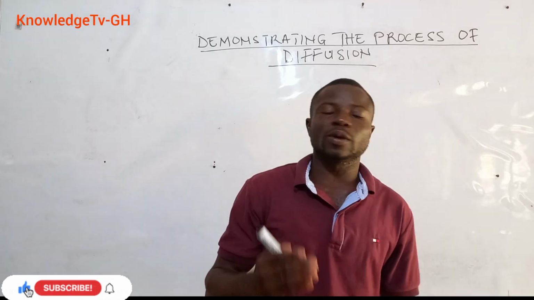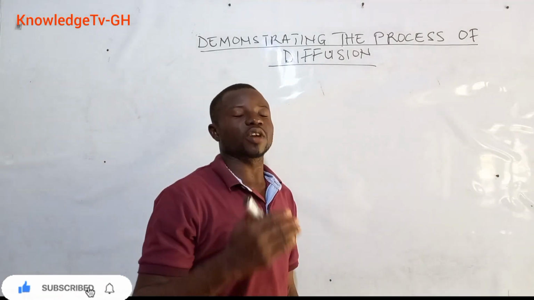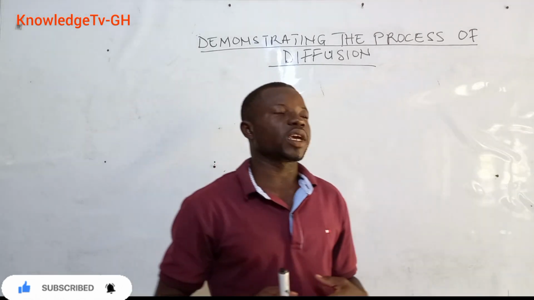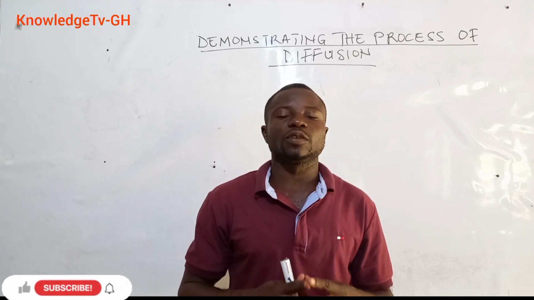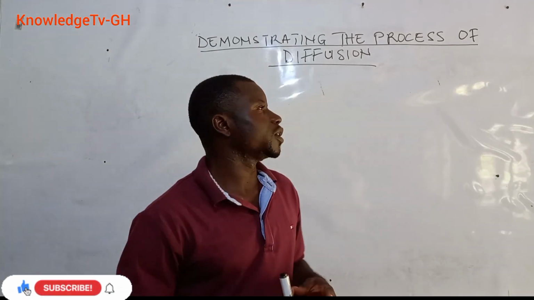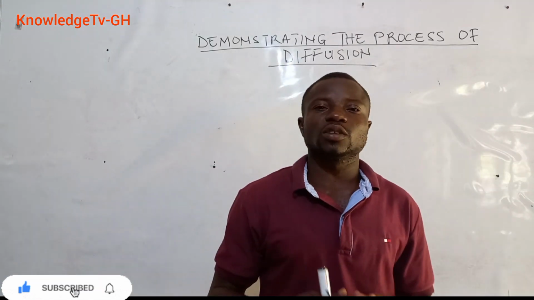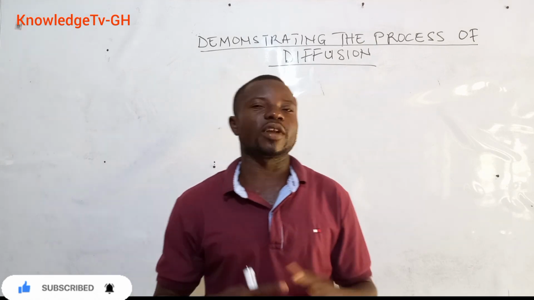Today we are going to take a look at the process of diffusion. We are going to demonstrate how diffusion occurs. But before we go to the practical, we are going to take a look at the theory aspect first. We will briefly define diffusion and take a look at the factors that affect the rate of diffusion and some examples of diffusion in everyday life.